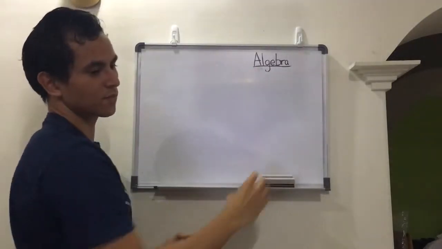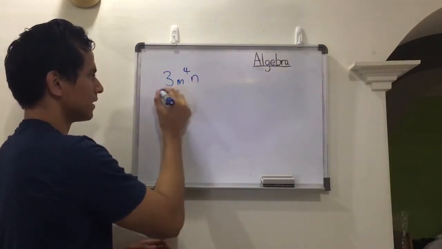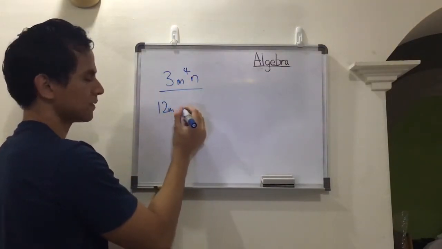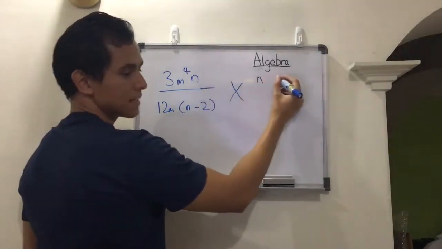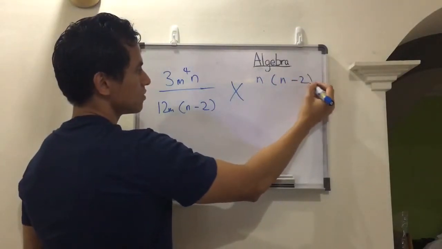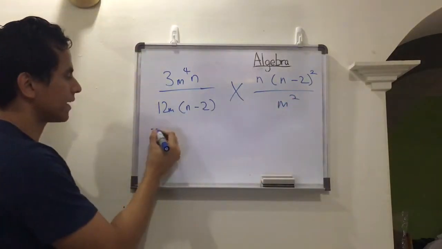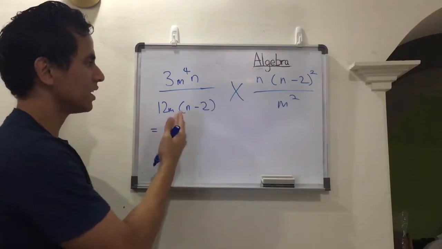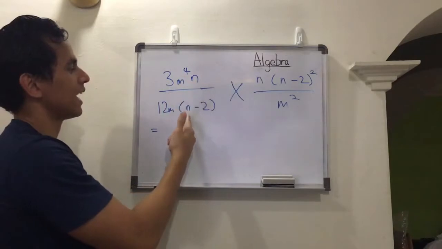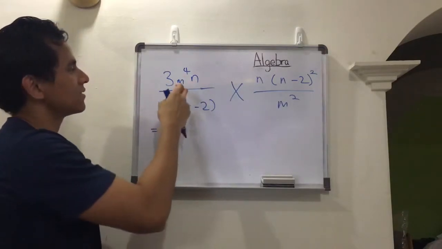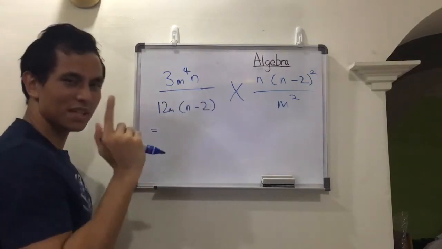So this fifth example, we have 3m to the power of 4 n over 12mn minus 2, multiplied by n minus 2 square over m square. Alright. Okay, so this example here, what can we first see? We see an m to the power of 4, n, and n minus 2. Right? So they are, in a way, two variables. But this n minus 2 is a bit different from this n, so we have to take note of that.